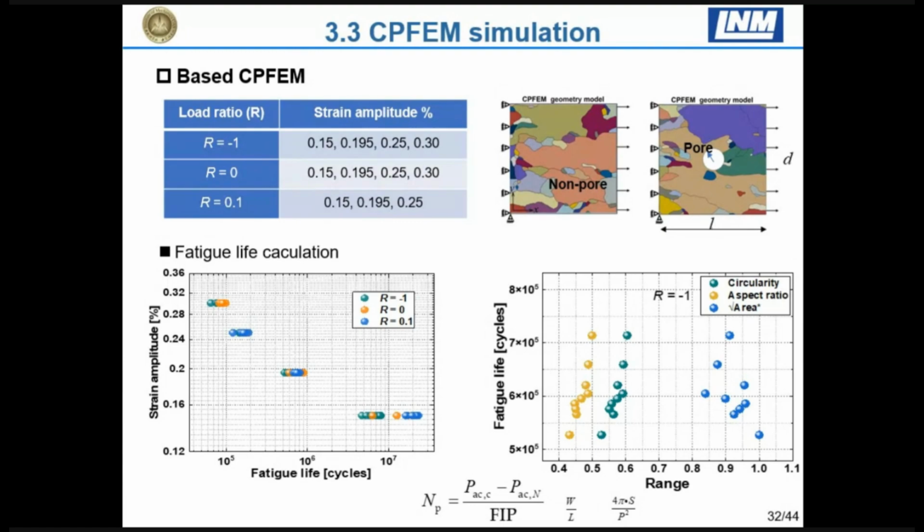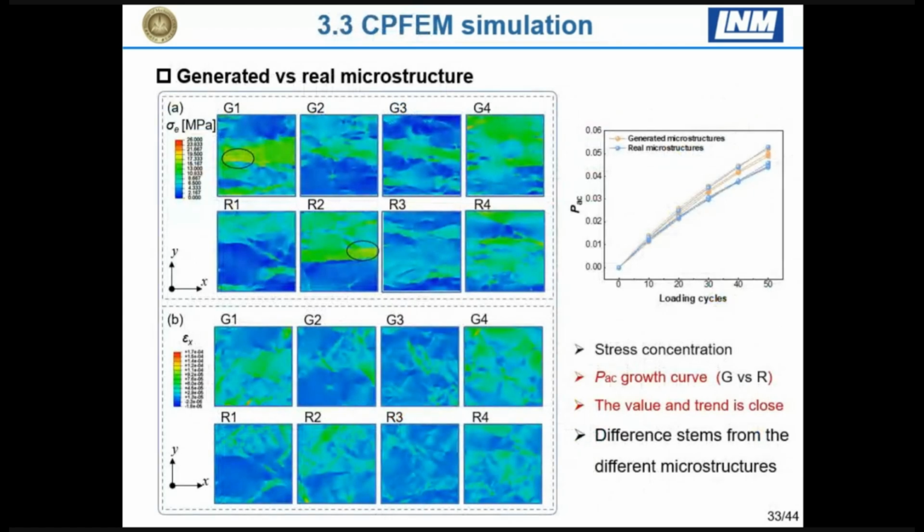And we found that fatigue lifetime increases with the circularity, also increases with the aspect ratio of the grain size, and also decreases with the grain size. So I think these observations are in agreement with the experimental ones. And then we also compare the stress-strain distribution between the one from the real microstructure and the one from the generated microstructure. Here, I would say, is in good agreement. No big stress-strain concentration here.